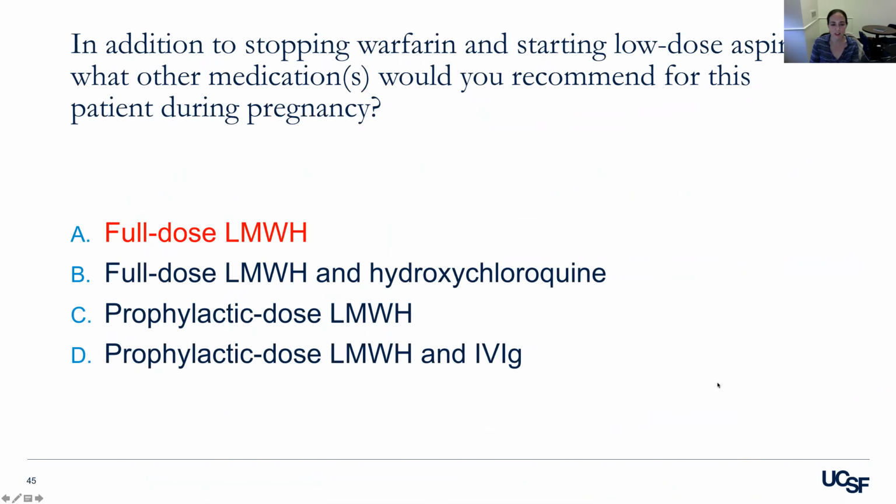So for this patient, the appropriate recommendation would be full dose low molecular weight heparin for treatment of her antiphospholipid syndrome. Again, she's had an arterial thrombosis, so she would merit the full dose anticoagulation. If, for example, she had not had an arterial thrombosis and she had had recurrent pregnancy losses, then we would use prophylactic dose low molecular weight heparin. And just to note, we're putting all of these patients on low dose aspirin as indicated in the questions.